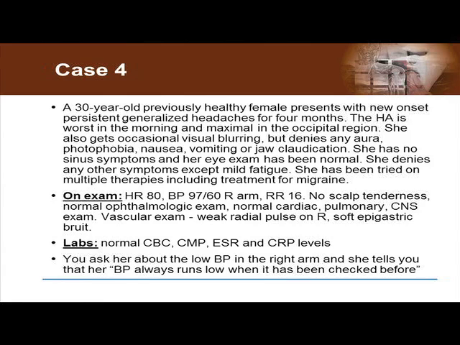Her labs are normal, and you ask her about the low blood pressure in the right arm, and she tells you that her blood pressure has always run low when it has been checked in the right arm. So what should you do next? Recommend hydration for low blood pressure, do a 4-extremity blood pressure check in the office and repeat a closer vascular exam for evidence of bruits in other areas, refer her to the headache clinic, or start her on a different non-steroidal or pain medication. Go ahead and make your selection.